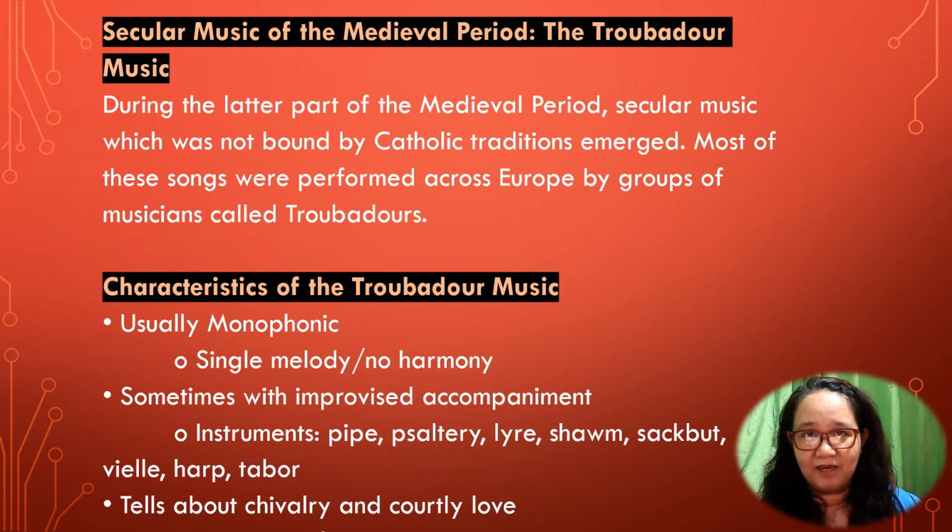So that was an example of a modern Gregorian chant entitled Masdan Mo ang Kapaligiran. Now let's proceed to secular music of the medieval period, the troubadour music. During the latter part of the medieval period, secular music, which was not bound by Catholic traditions, emerged. Most of these songs were performed across Europe by groups of musicians called troubadours. Now, what are the characteristics of the troubadour music? It is usually monophonic, sometimes with improvised accompaniment, and it tells about chivalry and courtly love.